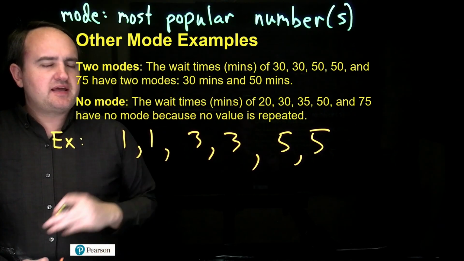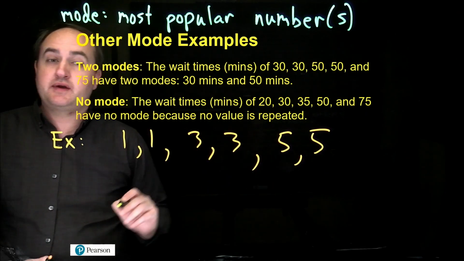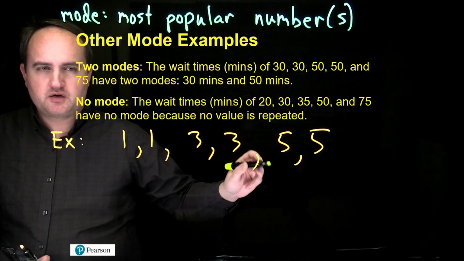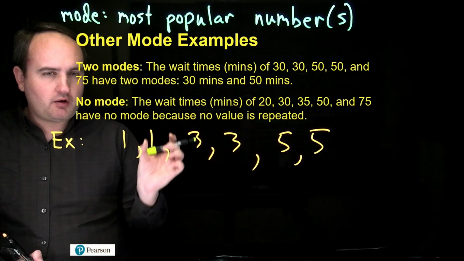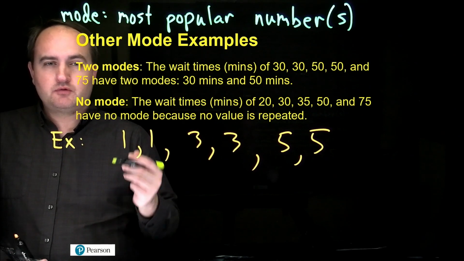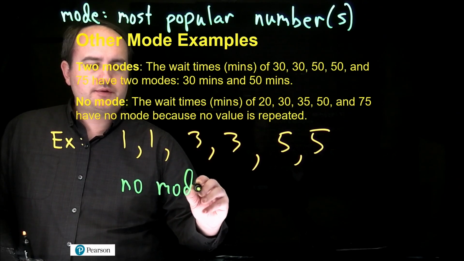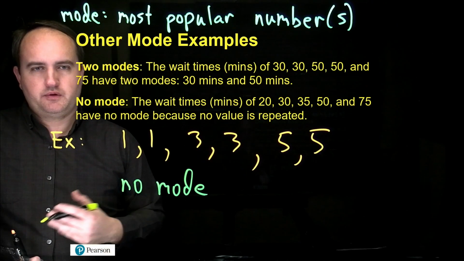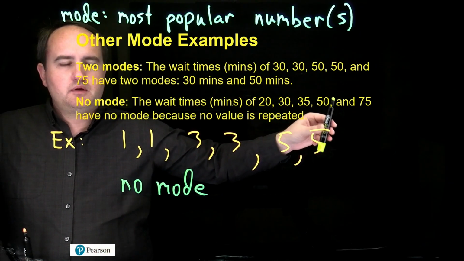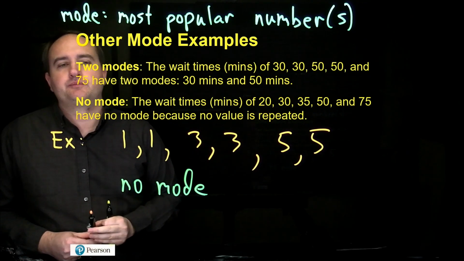And then actually the answer is this would also have no mode. The reason that this data set would have no mode is 1 occurs twice, 3 occurs twice, and 5 occurs twice. So all the numbers occur the same amount, with the same frequency. So no number, once again, wins a popularity contest. So for this example, we would say there's also no mode. Okay, so that's another example of no mode. So they don't have to all occur once. They just have to all occur the same number of times to say that there's no mode.